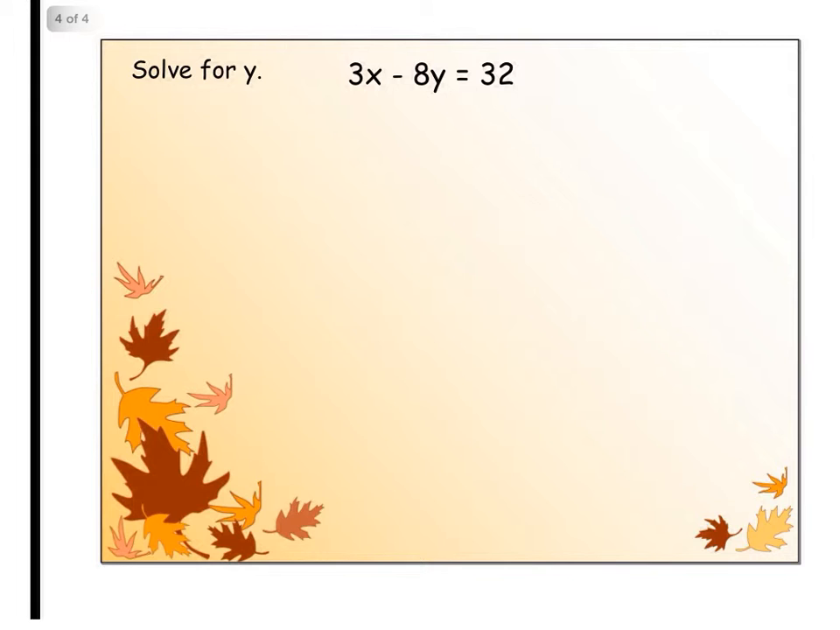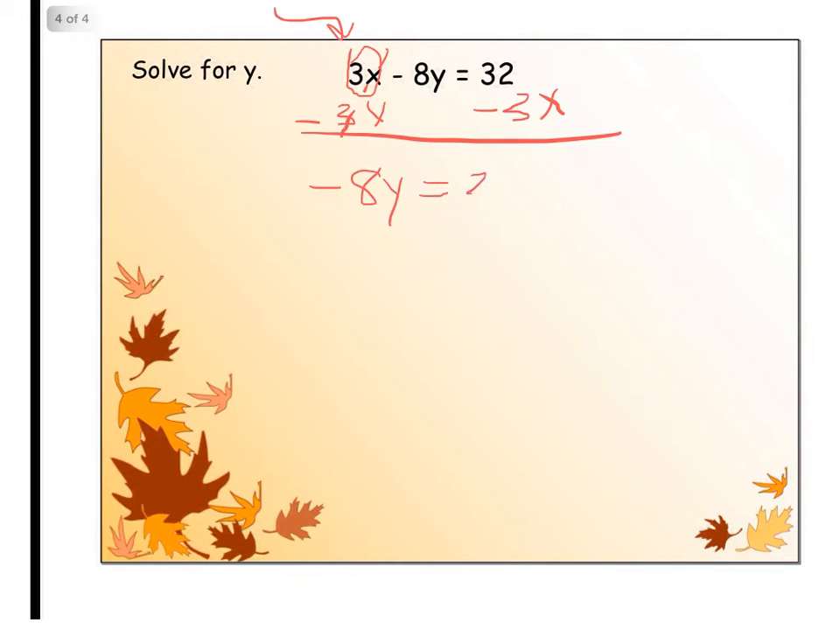I need to move this 3x, that whole thing that's stuck together, first. So it's a positive 3x, so I have to subtract. I have to do it to both sides. So now I have negative 8y is equal to 32 minus 3x.